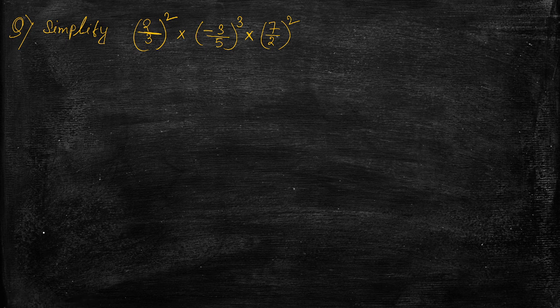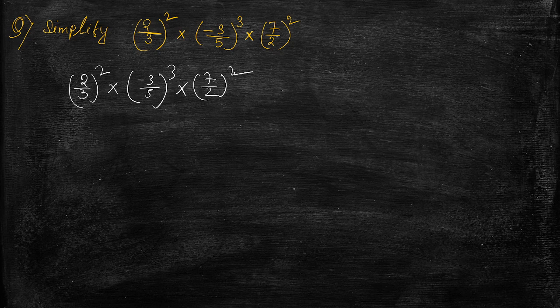So how to solve this kind of question? See, in this question the bases are not the same. Although it's a multiplication, the bases are not the same. So we need to find out the values first, and after that we can proceed. So this is 2 by 3 whole square multiplied by minus 3 by 5 whole cube multiplied by 7 by 2 whole square.